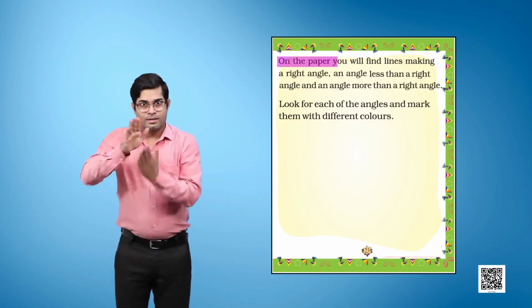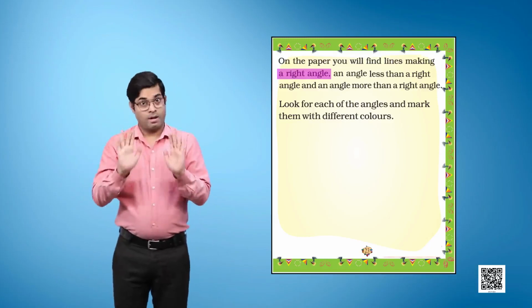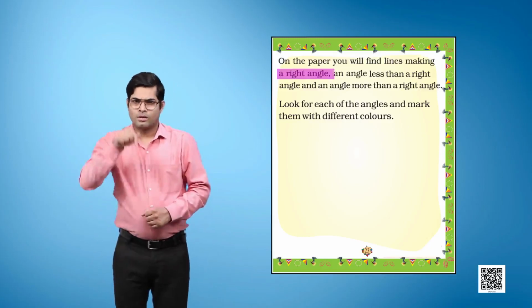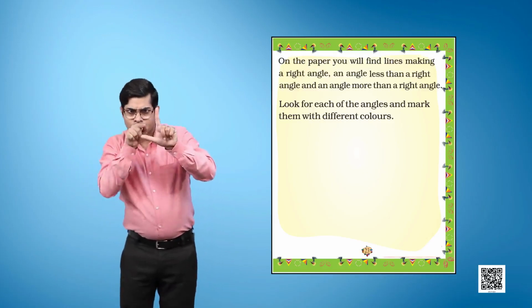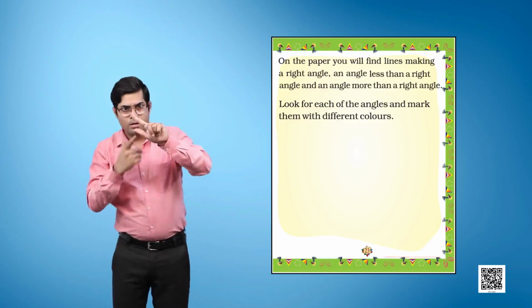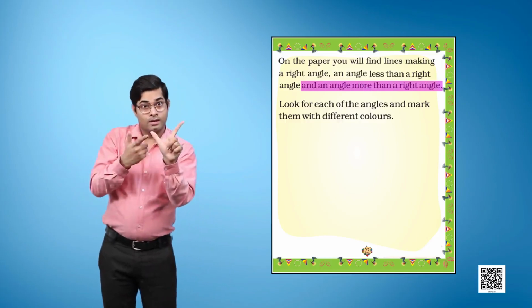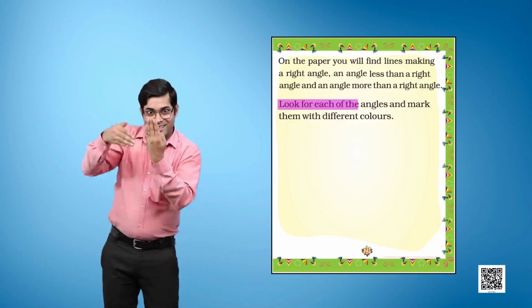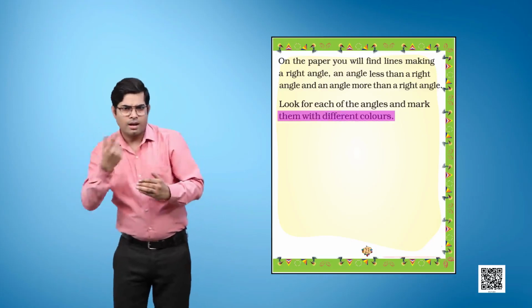On the paper you will find lines making a right angle, an angle less than a right angle, and an angle more than a right angle. Look for each of the angles and mark them with different colors.